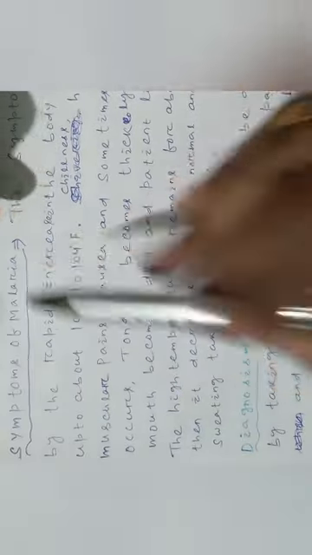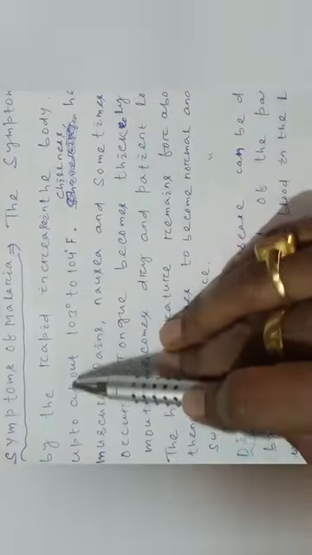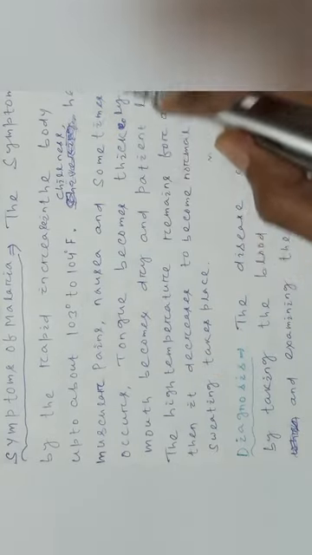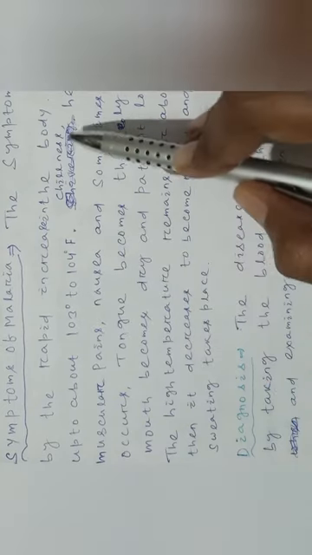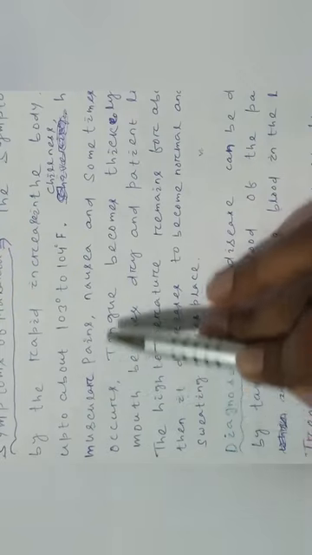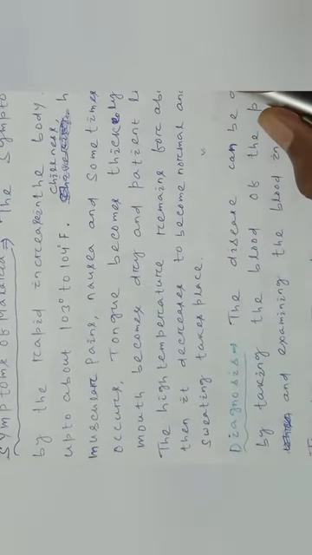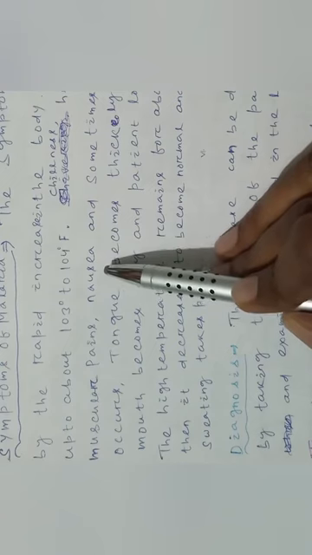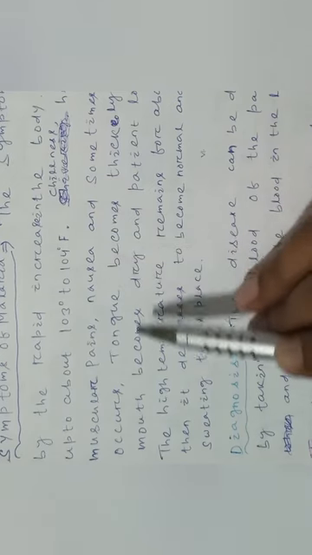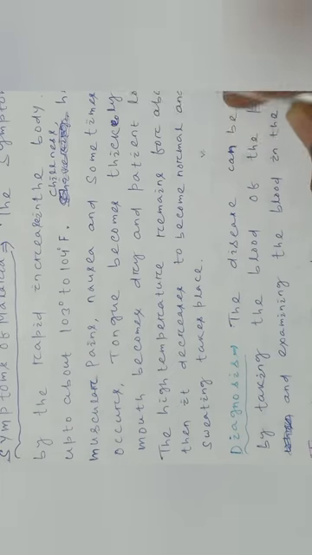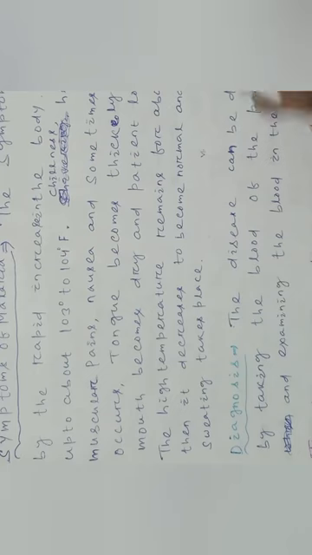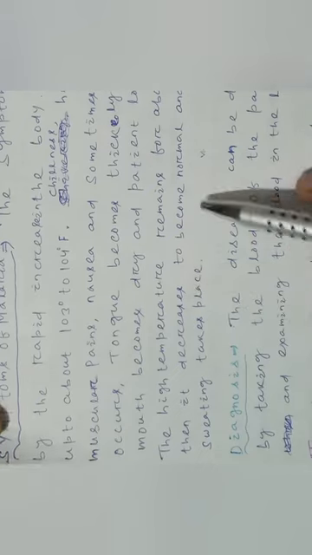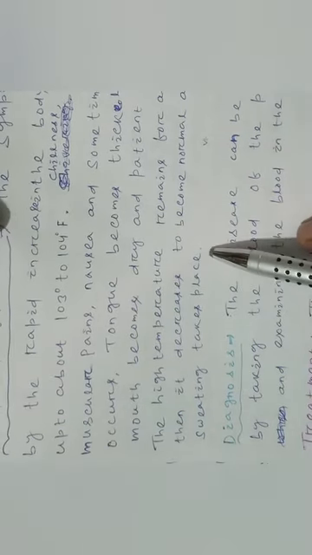Then symptoms of malaria. The symptom is followed by a rapid increase in body temperature up to about 103 to 104 degrees Fahrenheit. Chillness, headache, muscular pains, nausea and sometimes insomnia occur. Nausea means vomiting. The tongue becomes thickly coated, the mouth becomes dry and the patient loses appetite. The high temperature remains for about 6 to 10 hours. Then it decreases to become normal and profuse sweating takes place.